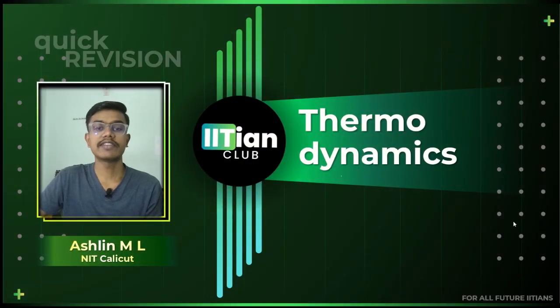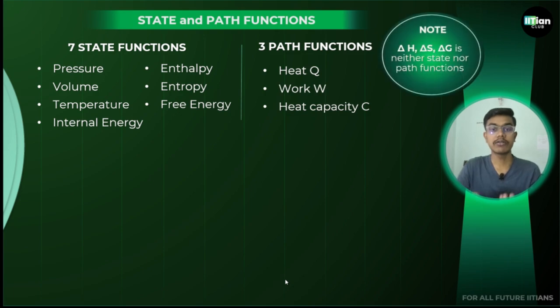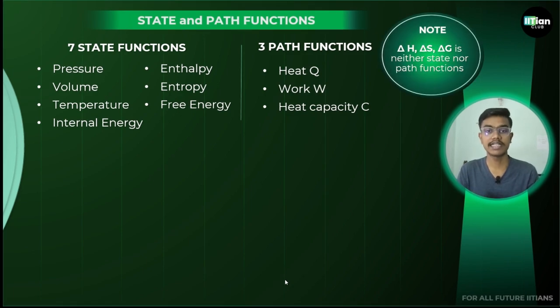Starting with the basic definitions in thermodynamics, that is state functions and path functions. State functions are functions which depend only upon the initial and final state. There are 7 state functions which you have to remember: pressure, volume, temperature, internal energy, enthalpy, entropy, free energy. And 3 path functions. Path functions depend upon initial and final state and also the path taken. Heat, work and heat capacity are the 3 path functions, and you have to note that delta H, delta S and delta G are neither state nor path functions.